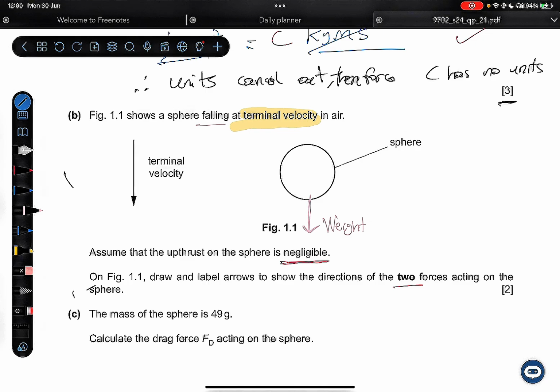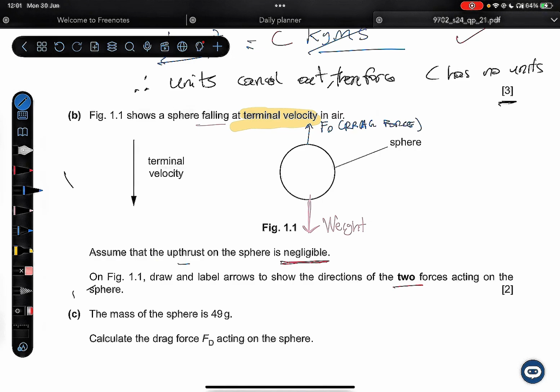And it's straight down. Now, the next force, since they said upthrust is negligible, because upthrust would also have been an upward force, is drag force. You can label it FD or call it drag force. It's called drag force because it's resisting, it's like friction due to air, due to the fluid around it.